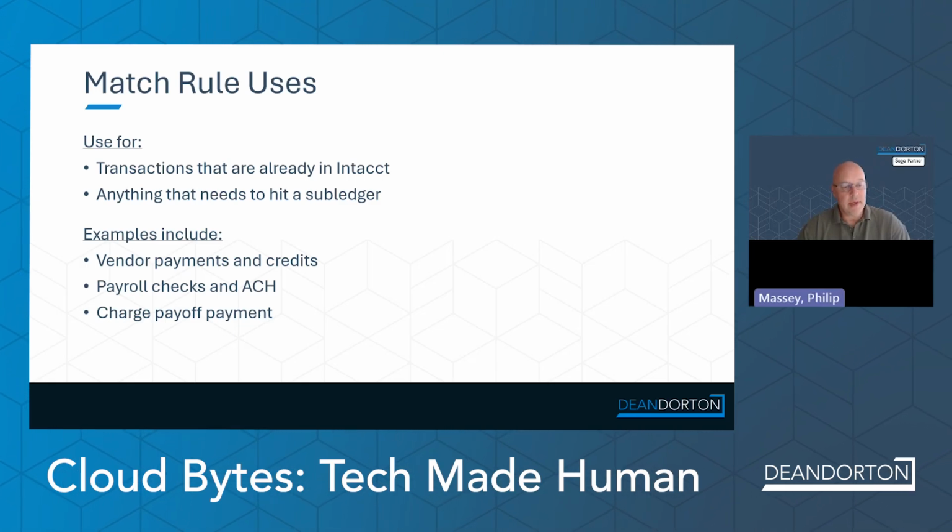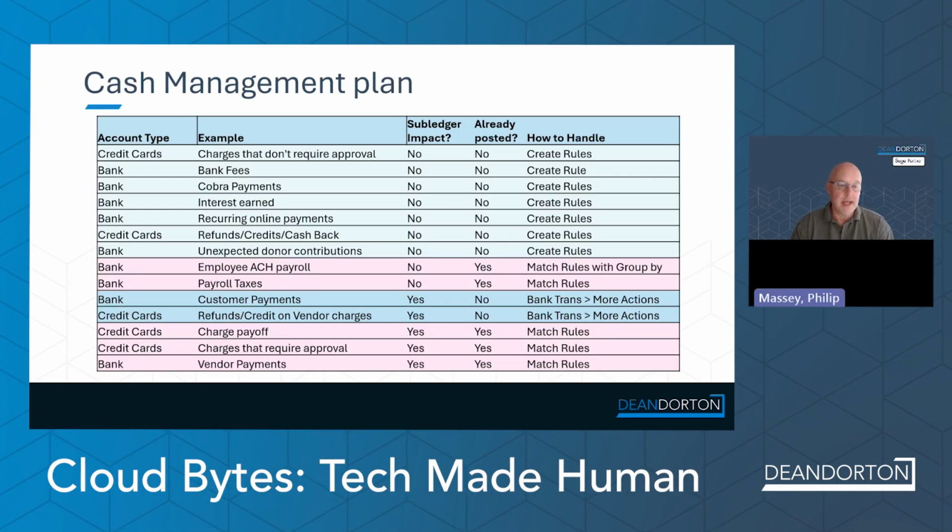Some of the examples of it would include vendor payments and credits, right? So, AP transactions and making sure that those AP checks that you've cut or ACH payments that you've made get matched off, payroll checks, any kind of charge payoffs, anything along those lines. Really, any types of transactions would be good use cases for the match rules. And then again, just presenting this chart in a little bit bigger format for you here so that you can have this and use this to guide what you do.